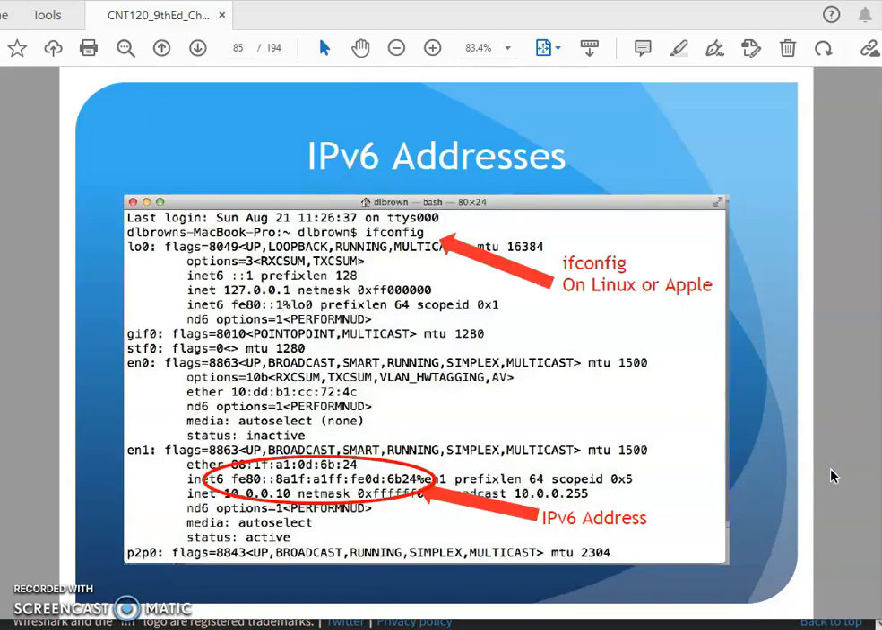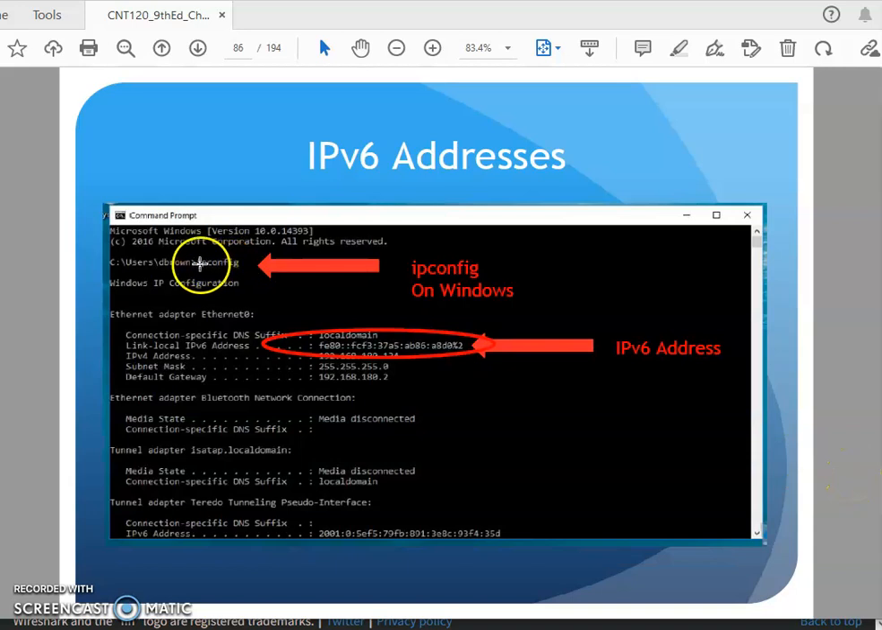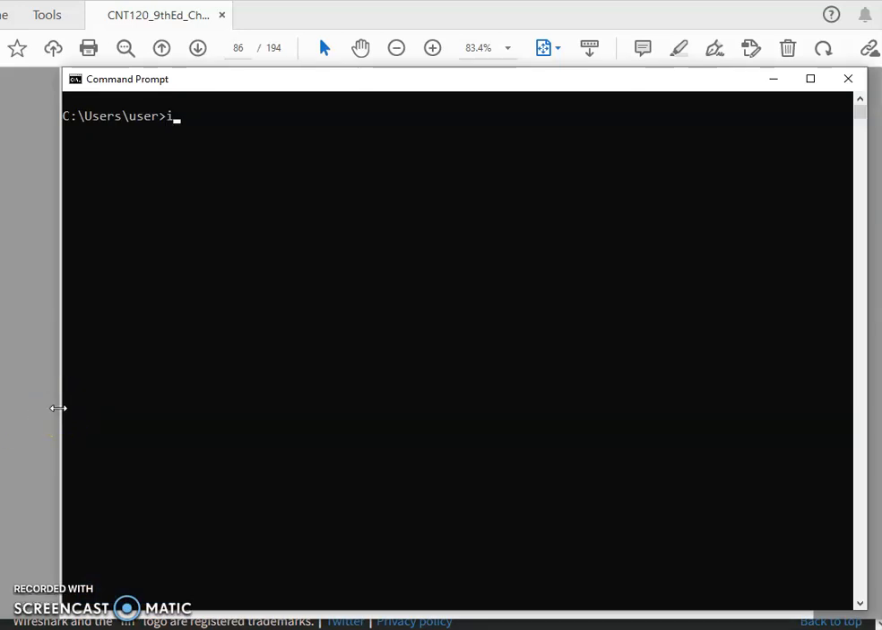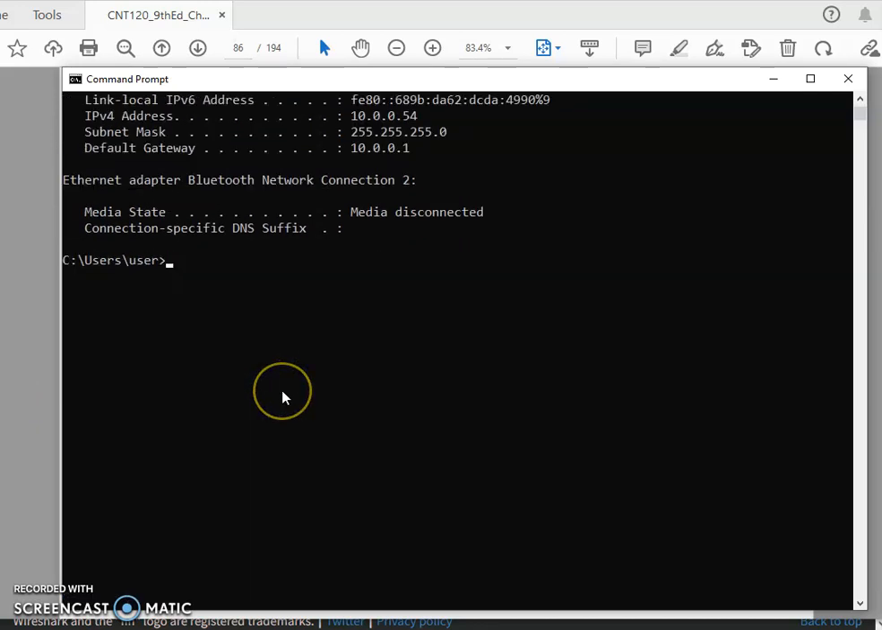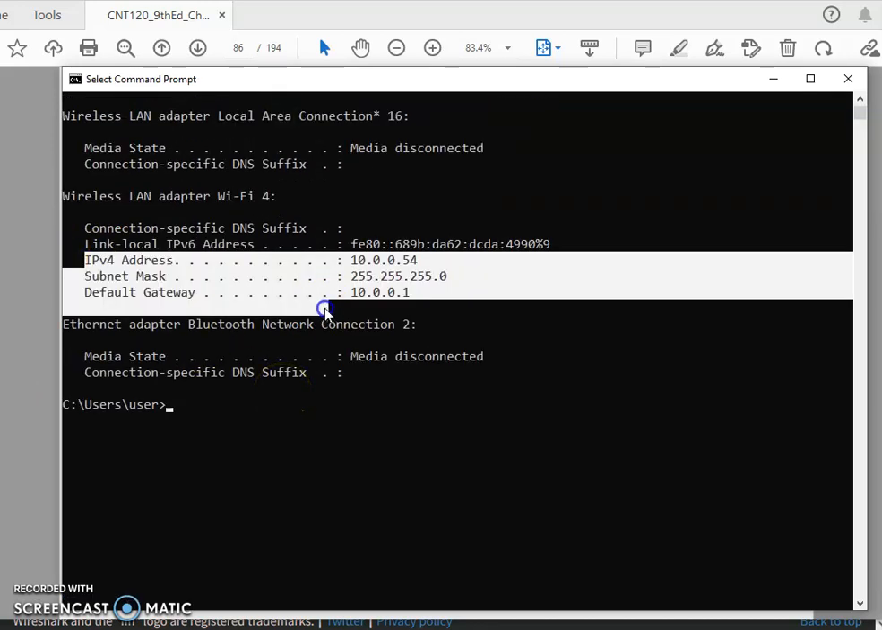If I'm on a Linux or Apple machine, if I use the ifconfig command, I can actually see my IPv6 addressing. There it is right there. If I'm on a Windows machine, I can use ipconfig, and I can see the IPv6 addressing. So let me go to my laptop here. I'm going to do ipconfig, and I don't need anything special here. ipconfig, and I actually can see here's the IPv4 address.